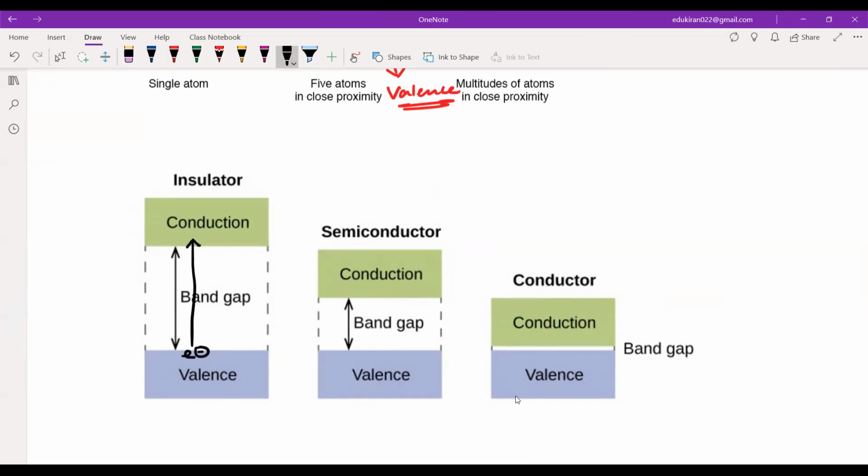In a semiconductor, let us suppose you have 10 electrons. Then what will happen? Only 2 or 3 electrons will go to the conduction band. That means the conductivity is low here.